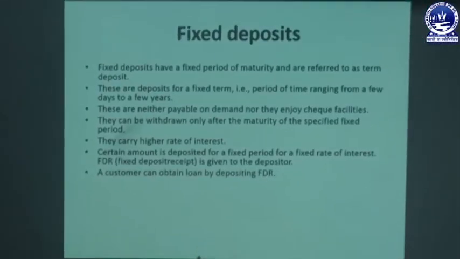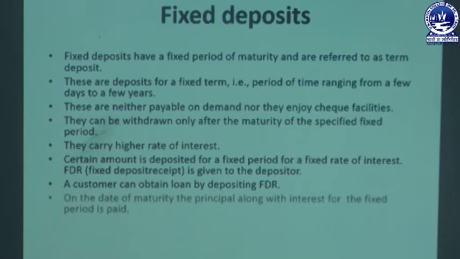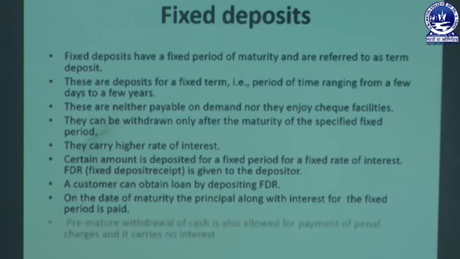But in a fixed deposit, as there is a specification in the withdrawal, and we are depositing the money one time for a fixed period of time, the bank gives us the FDR, that is the fixed deposit receipt, which is the document of our deposit with the bank. A customer can obtain a loan by depositing that FDR, and on the date of maturity the principal along with interest for the fixed period is paid. Premature withdrawal of cash is also allowed on payment of penal charges, and it carries no interest.